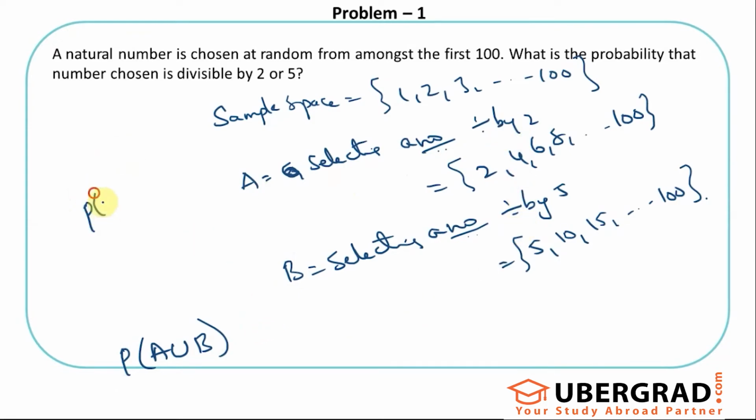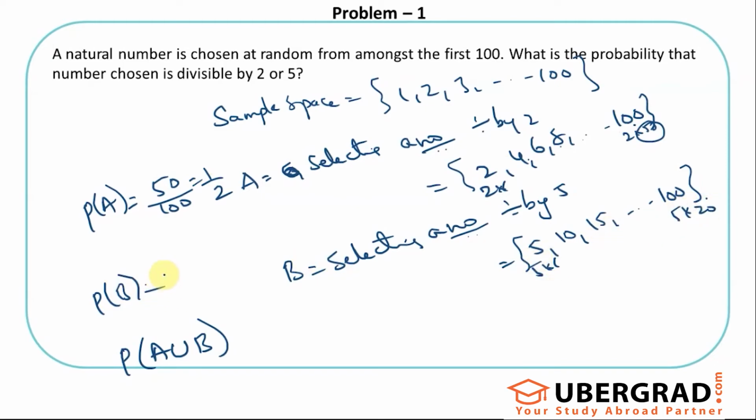What is the probability of A happening? How many numbers are there in the set? 2, 4, 6, 8 up to 100: 2 into 50 is 100, right? So basically 50 elements. So basically 50 by 100. So half is the probability of selecting a number divisible by 2. Similarly for B, 5 times 20 is 100, so there are 20 elements here. So that's basically 20 by 100, which is 1 by 5, the probability.